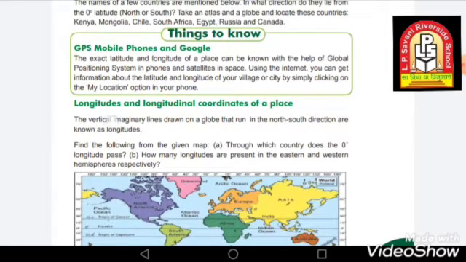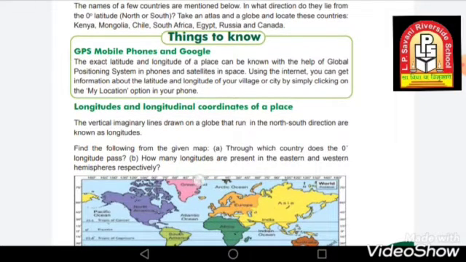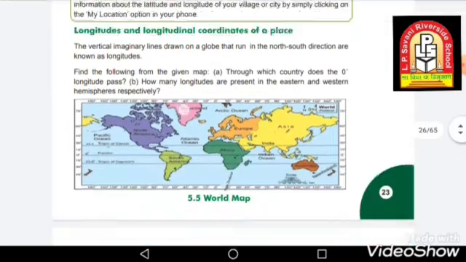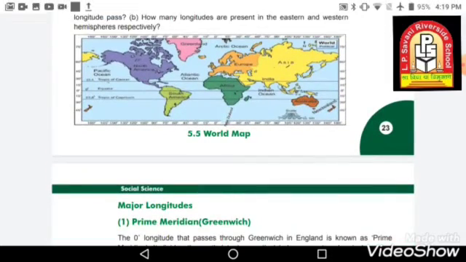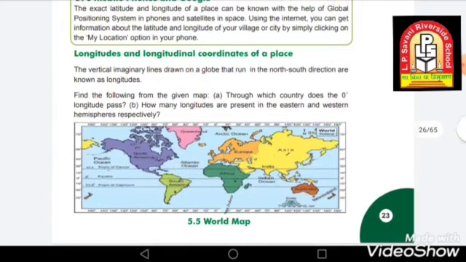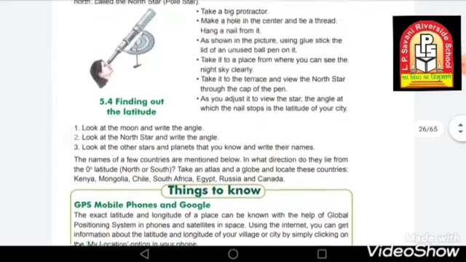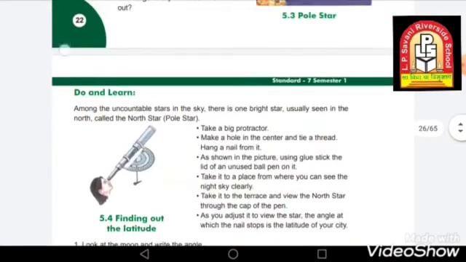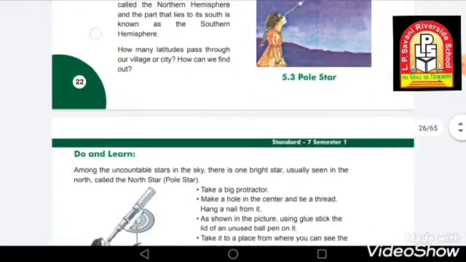See here, I explained to you that the vertical lines which are drawn on the globe that run from north to south, right, from here to here, are called as latitudes. Sorry, they are called as longitudes, and the latitudes are those lines which are running from west to east, right? So those lines are called as latitudes.